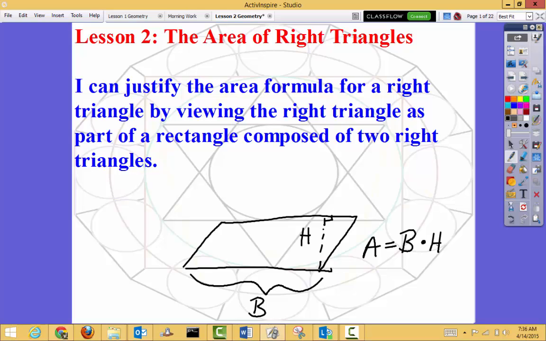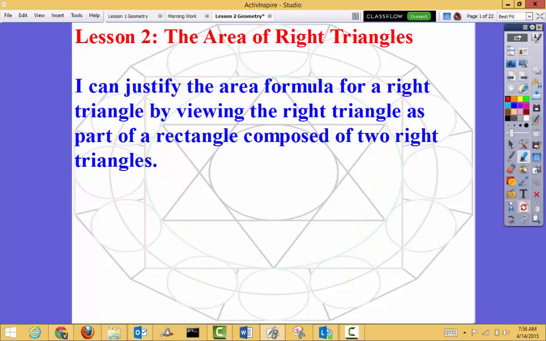Our I can statement is I can justify the area formula for a right triangle by viewing the right angle as part of a rectangle composed of two right triangles. So here we're looking at right triangles and rectangles again, and we're looking for that area. So today we're going to be using right triangles, rectangles, and area.